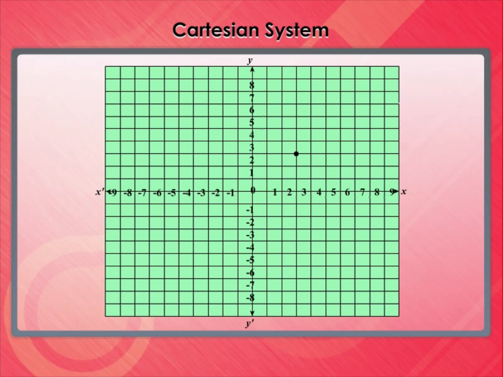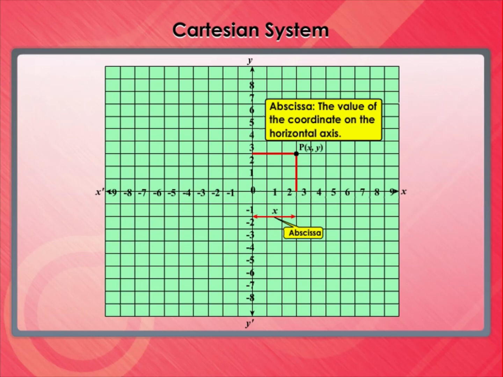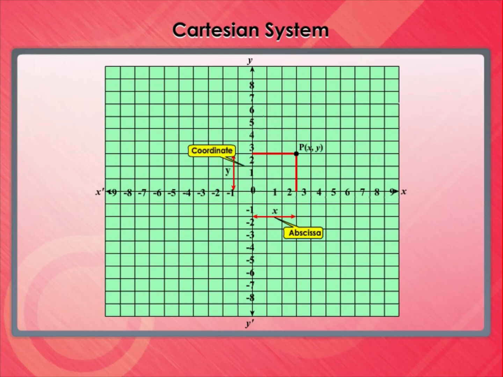On the Cartesian plane, the position of a point is represented as the distance along the x and y axes. For example, if we mark a point P on the plane, and draw perpendicular lines from point P to the x and y axes, point P is represented as P(x, y). In P(x, y), x is called the x-coordinate or abscissa. Abscissa is defined as the value of the coordinate on the horizontal axis. Similarly, y is the y-coordinate or ordinate. Ordinate is defined as the value of a coordinate on the vertical axis. Thus, (x, y) is called the coordinate point of P.